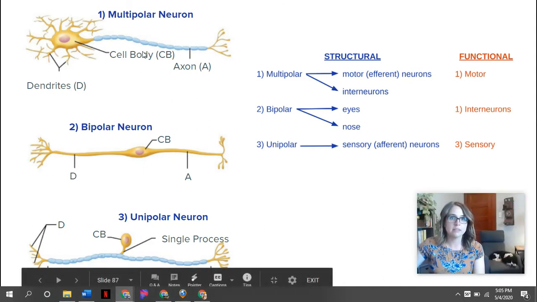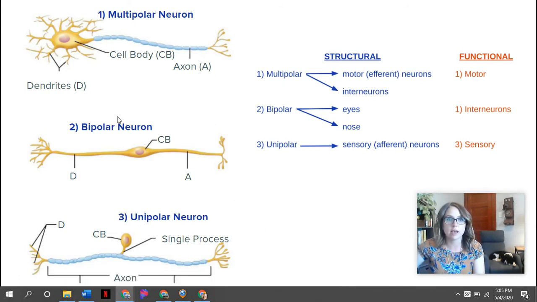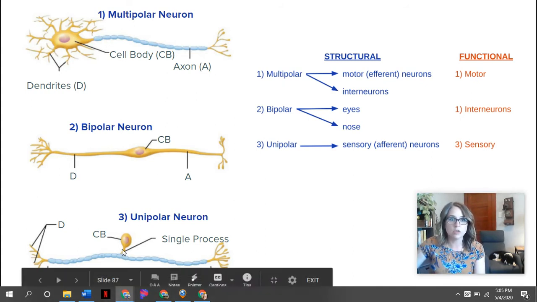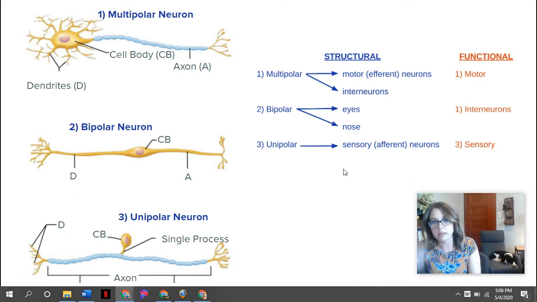Identifying them as multipolar, because we've got lots of dendrites coming off of this one, bipolar, and then the unipolar ones are a little unique. But also knowing where you find these in the body. So our multipolar neurons are used as interneurons or our efferent neurons. Bipolar is just really used as sensory neurons in the eyes and the nose. And unipolar are our main sensory or afferent neurons that are coming back to our body.